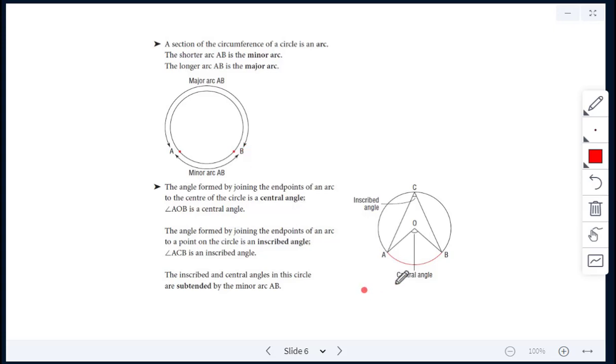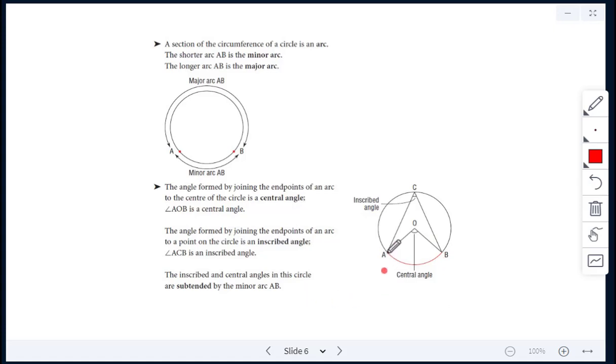And again, the central angle in this situation is the central angle formed by joining those endpoints of an arc, A and B, to the center of the circle. That makes a central angle. So angle AOB is a central angle.